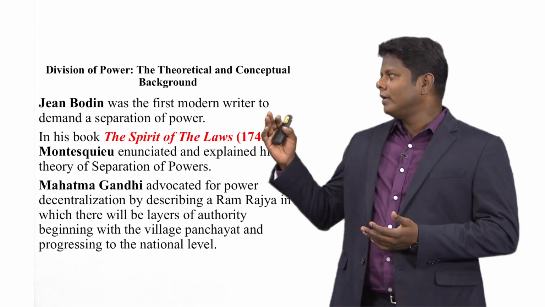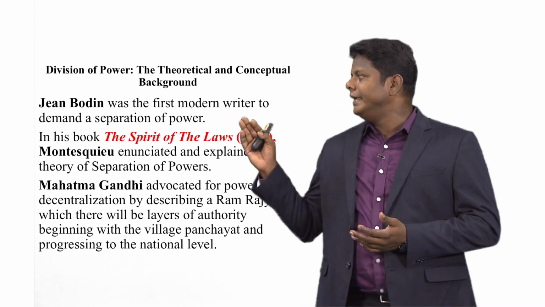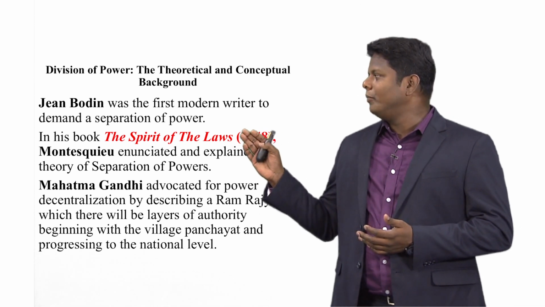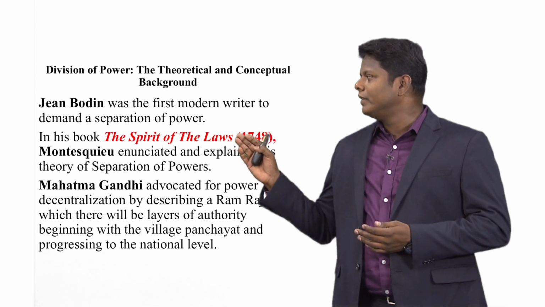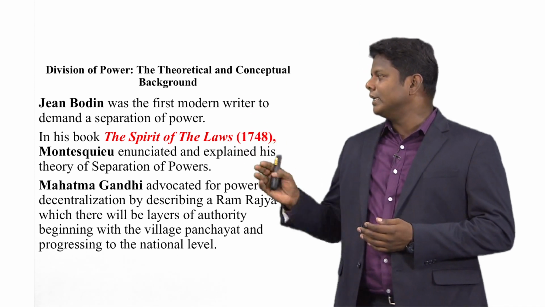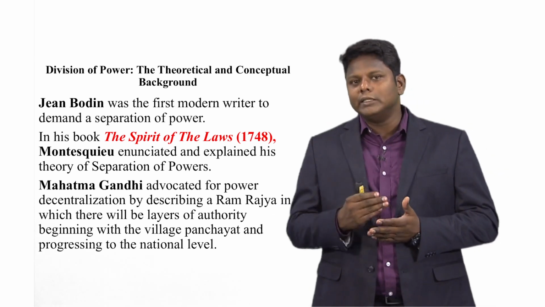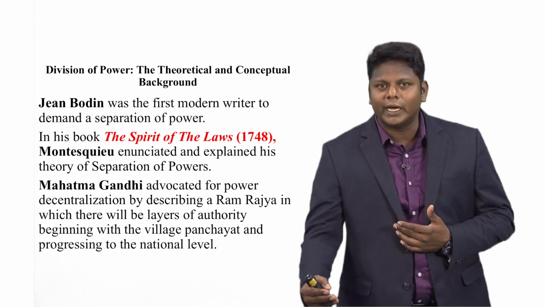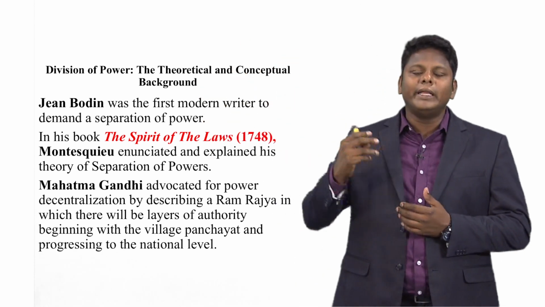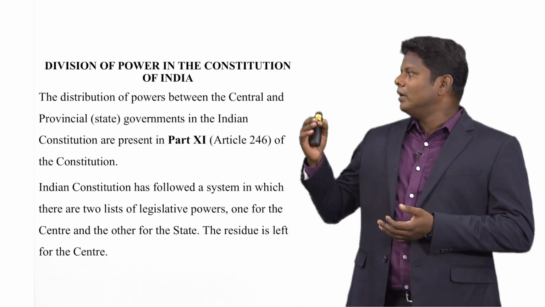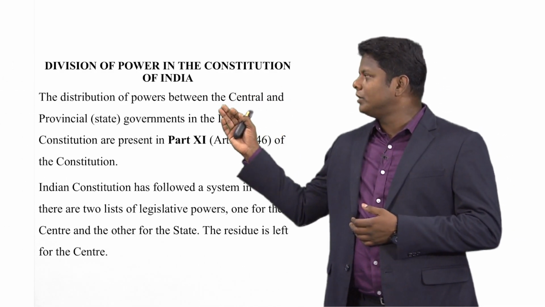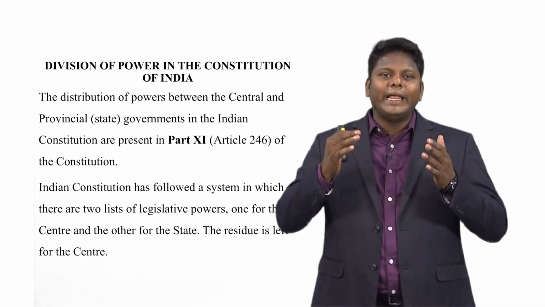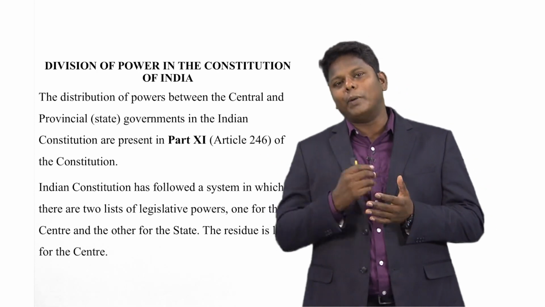Mahatma Gandhi advocated power decentralization by describing a Ram Rajya in which there will be layers of authority beginning with the village panchayat and progressing to the national level. Mahatma Gandhiji clearly explains the division of power from the Gram Panchayat till the union level. Our Indian Constitution clearly explains the division of powers.